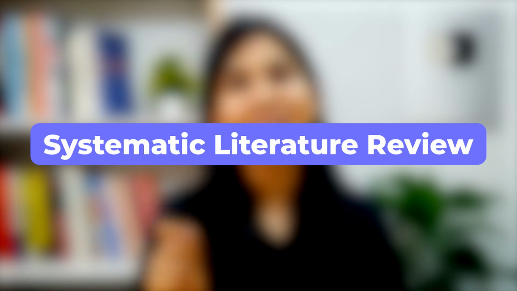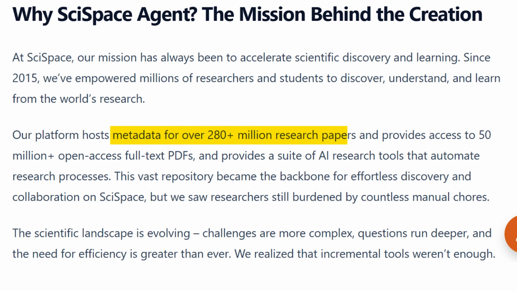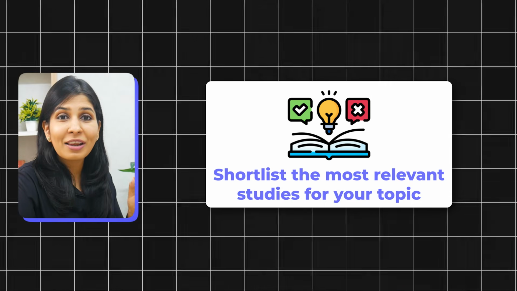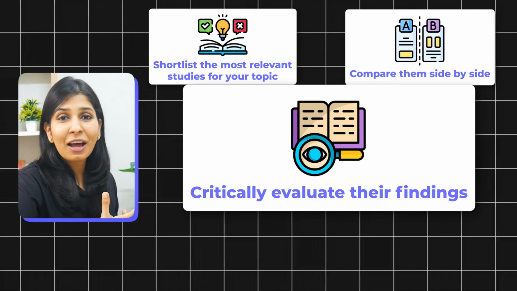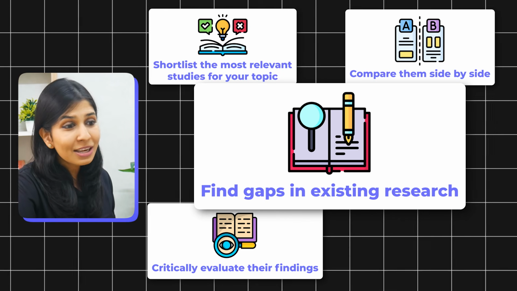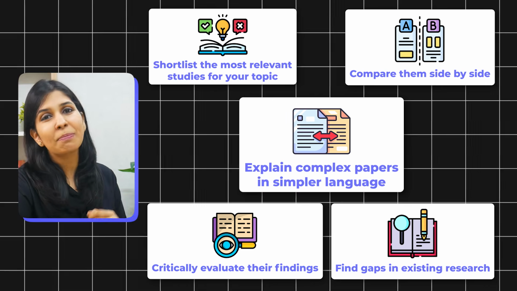Now let's start with the most powerful use case, systematic literature review. This AI agent has access to over 280 million plus peer-reviewed articles, including 50 million plus open access full text PDFs. With this, you can do so much more than just search for papers. You can ask the AI agent to shortlist the most relevant studies from your topic, compare them side by side, critically evaluate their findings, find gaps in existing research, and even ask it to explain complex papers in simple language.